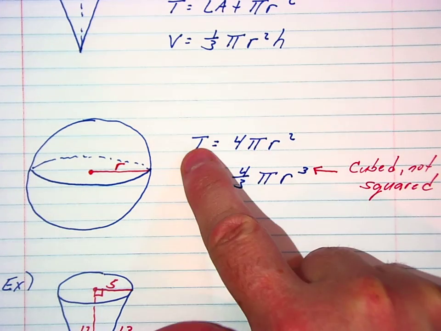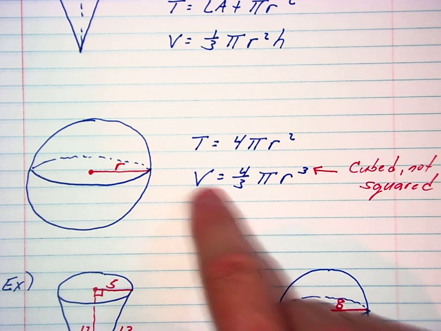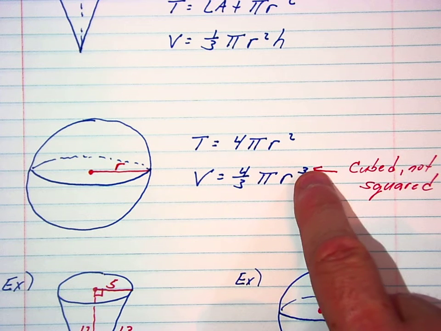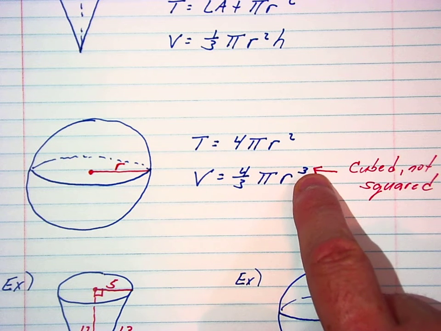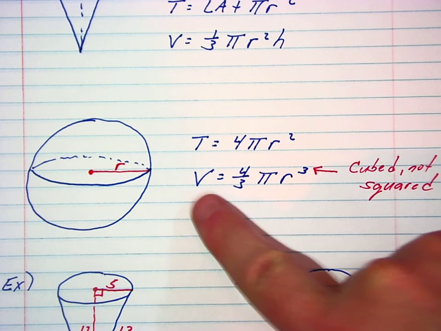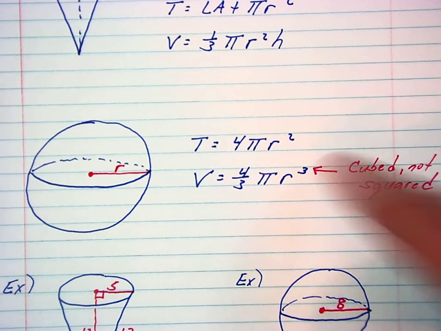The formula for total area is 4 pi r squared. Volume is 4/3 pi r cubed. Make sure you know that's cubed and not squared. Every other formula we use that has to do with circles or anything is always squared except for volume of a sphere. So that's a cubed. Be careful with that.